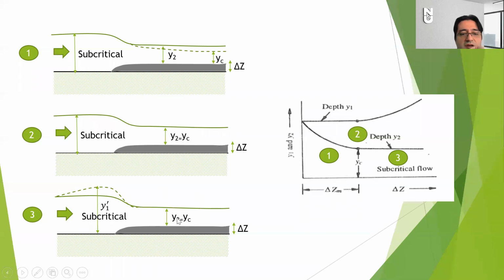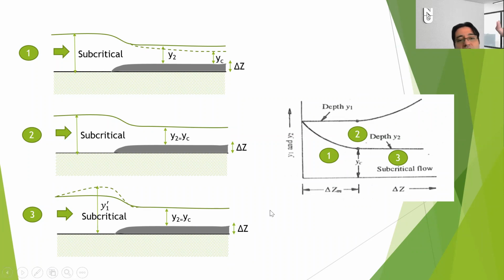In the third case, there is no way that the depth of the water on the hump can be lower than critical depth, okay? So we are going to have a kind of bouncing back effect, as you see on the figure, and the water will rise up.